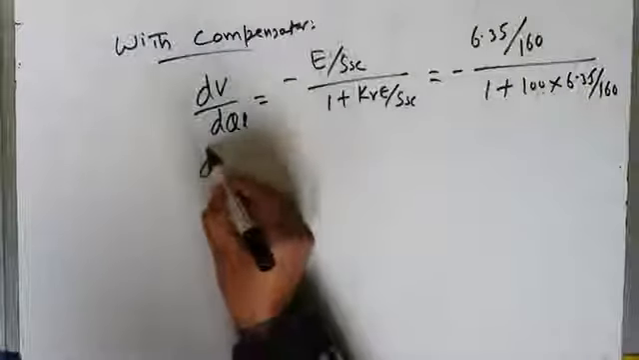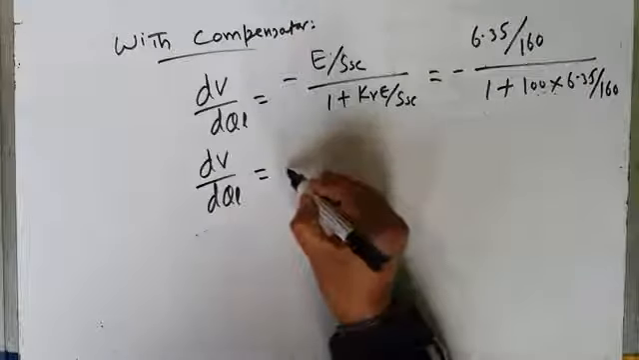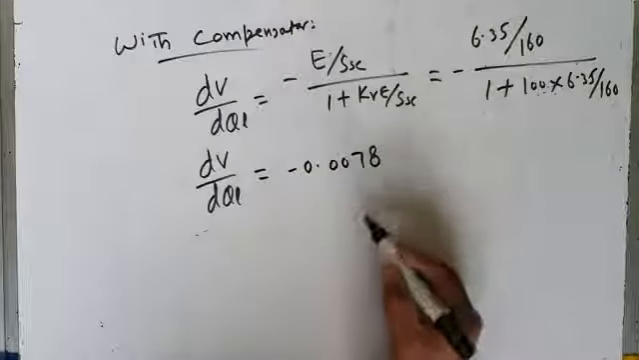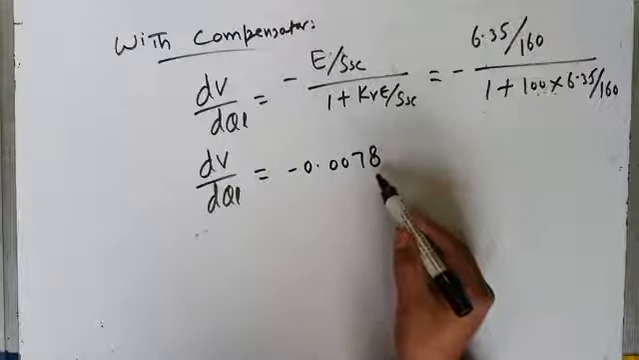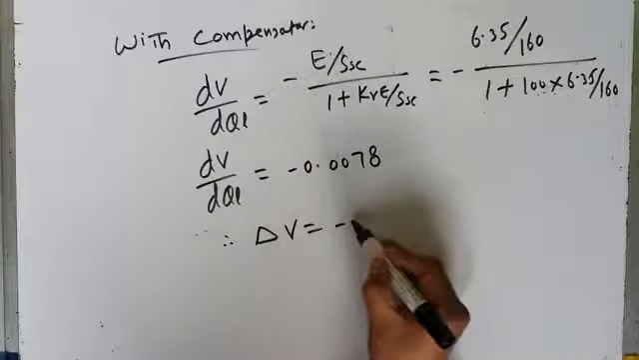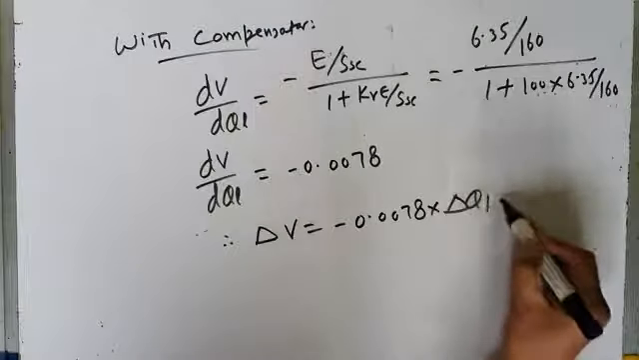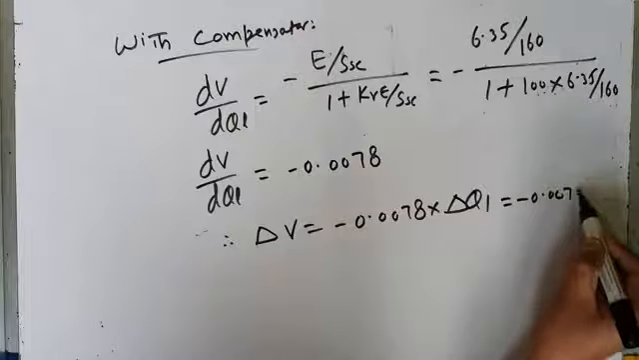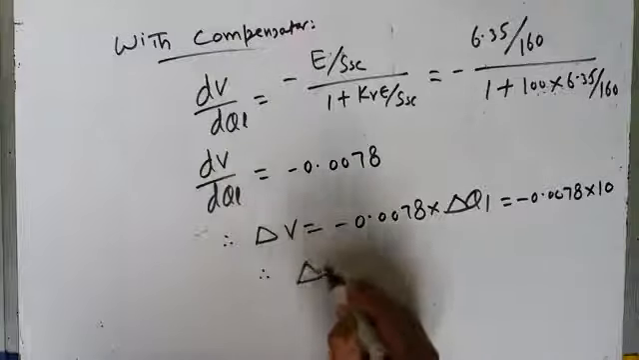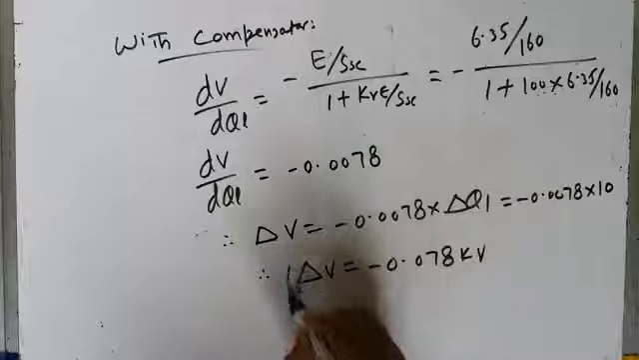When you calculate, voltage sensitivity comes out, as per my calculations, to be minus 0.0078 kilovolt per megawatt. It's very small. So what is the change in voltage? Change in voltage is minus 0.0078 into change in reactive power, which as per the problem is 10 megawatts. So the change in voltage is minus 0.078 kilovolt. So it is very small.